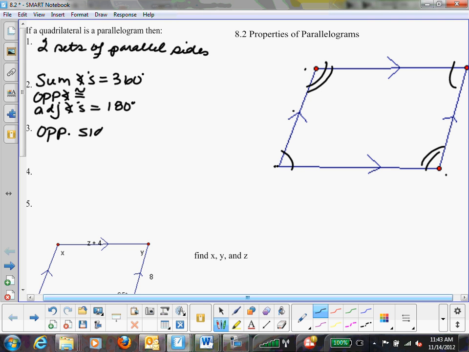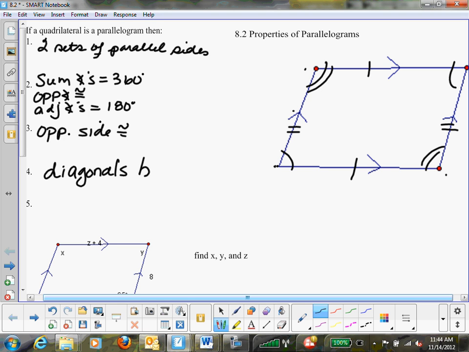3. Opposite sides are congruent. So not only are they parallel, but they have the same lengths, same measures. And then finally, what I want to say is that the diagonals bisect each other.